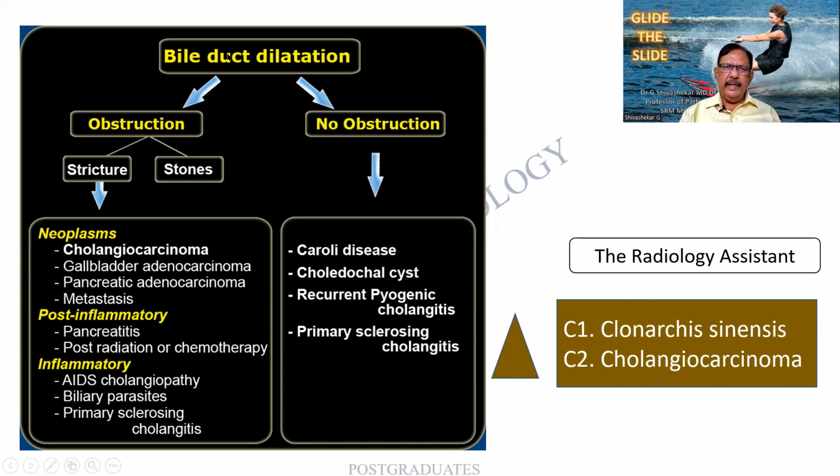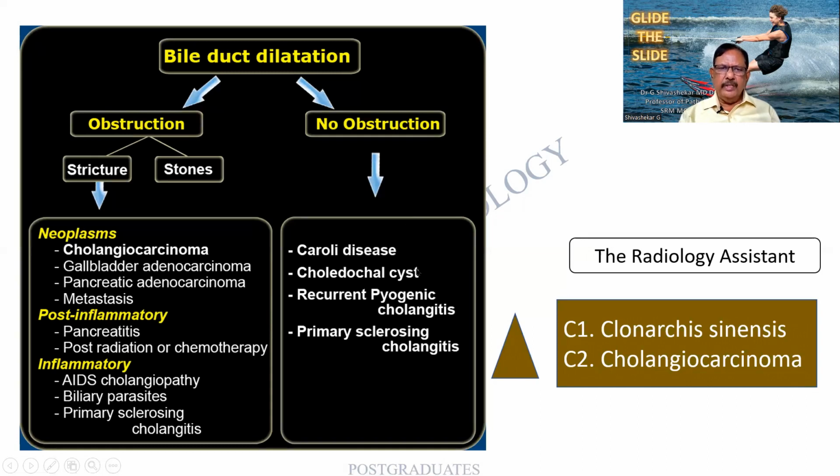Coming to the bile duct dilatation, it can be because of obstruction or without obstruction. In the case of obstruction, there can be a stricture, which again can be neoplastic, inflammatory, or post-inflammatory. Neoplasms can be cholangiocarcinoma, gallbladder adenocarcinoma, pancreatic, and metastatic tumors. This is the culprit which will create problems. Inflammation can be pancreatitis, post-irradiation or chemotherapy, and any of the infections, biliary parasites, and primary sclerosing cholangitis, a question for us.